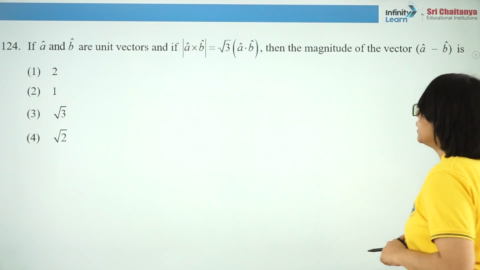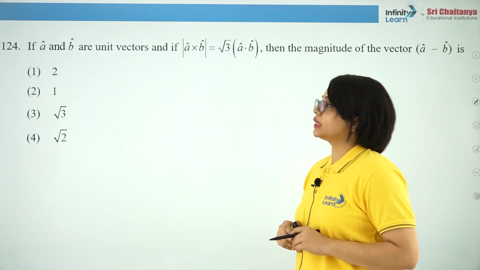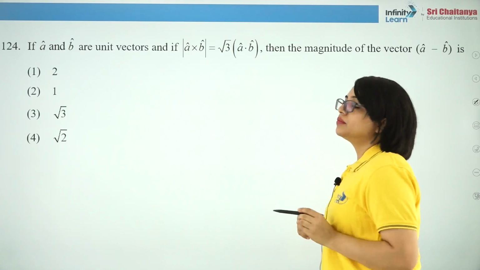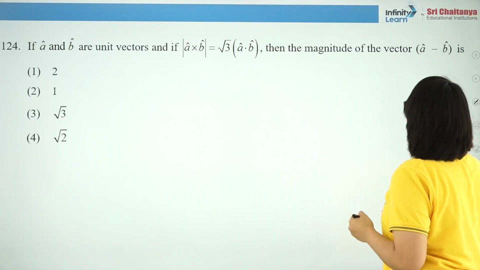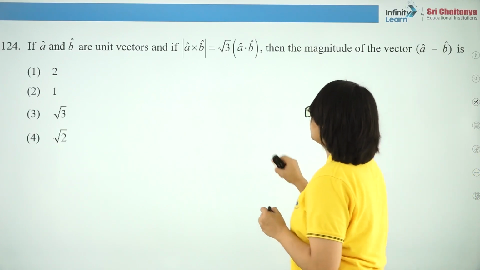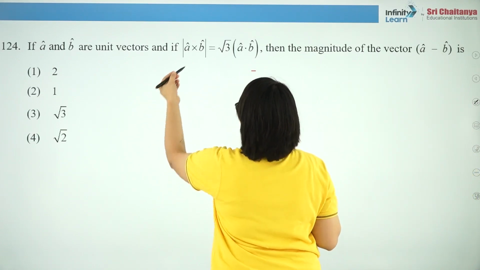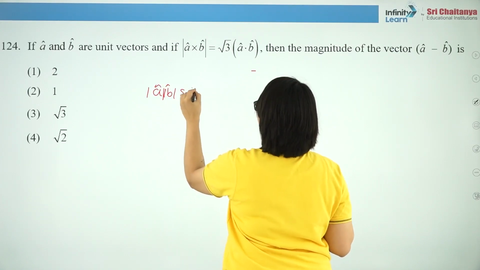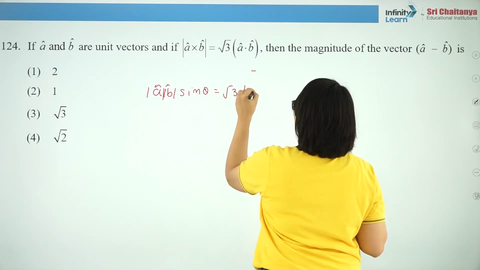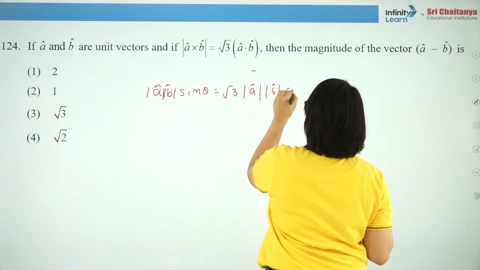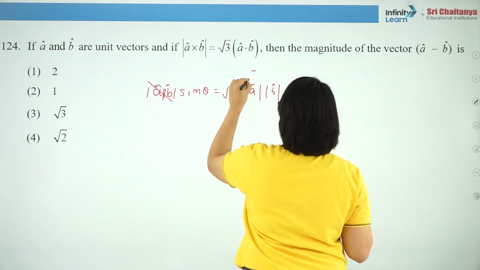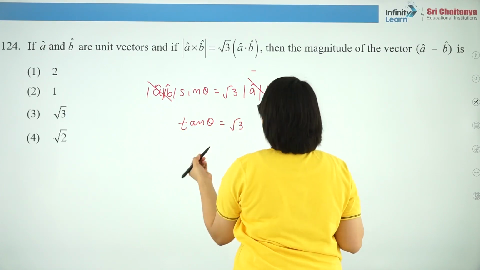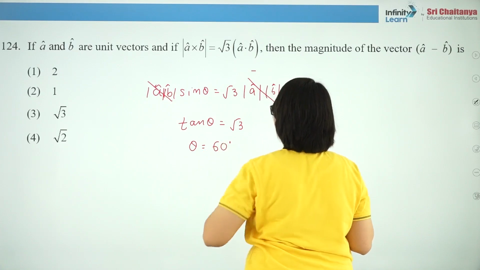Next is 124. If A cap and B cap are unit vectors and if magnitude of A cap cross B cap is root 3 times A cap dot B cap, then the magnitude of the vector A cap minus B cap is? So, let us solve this equation. So, we have magnitude of A cap, B cap into sin theta is equals to root 3 A cap B cap into cos theta. This will cancel this term, sin theta upon cos theta will be tan theta, which is root 3. So, theta is 60 degree, right.